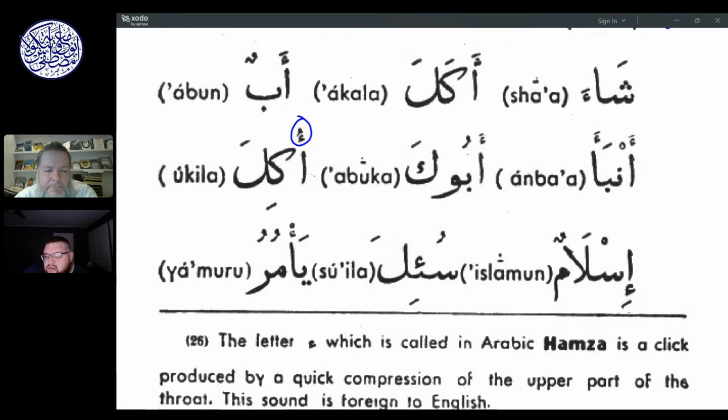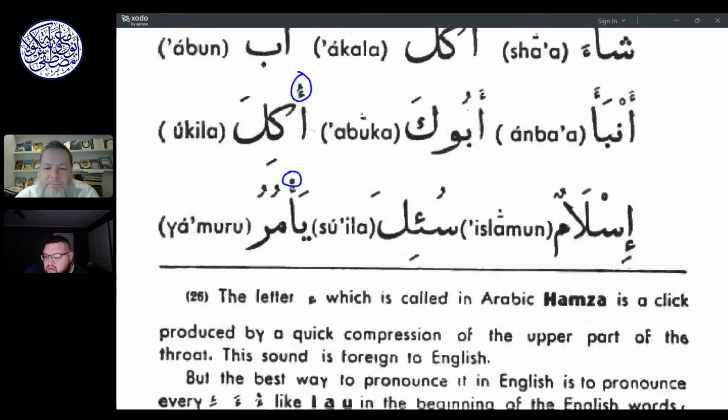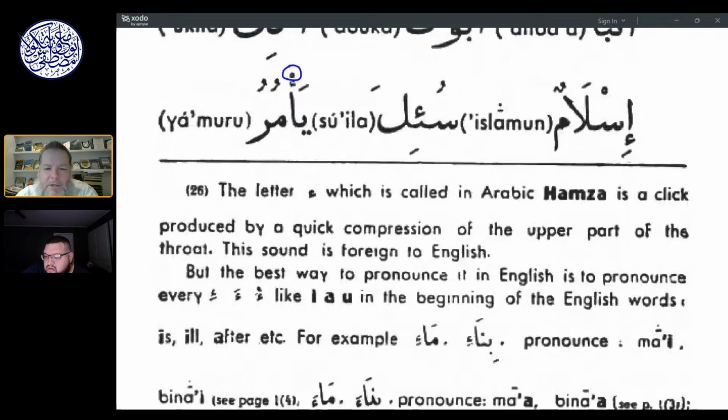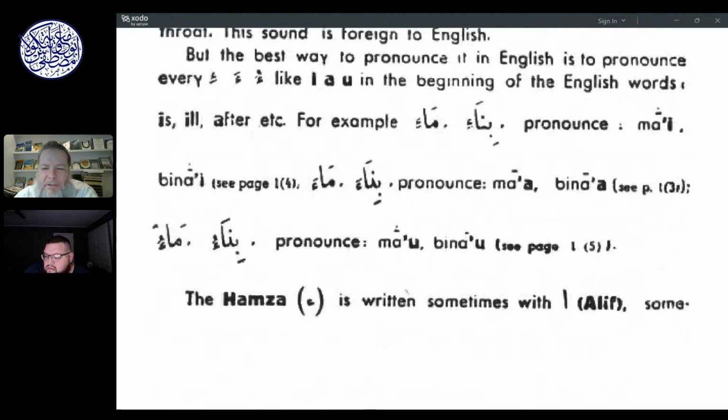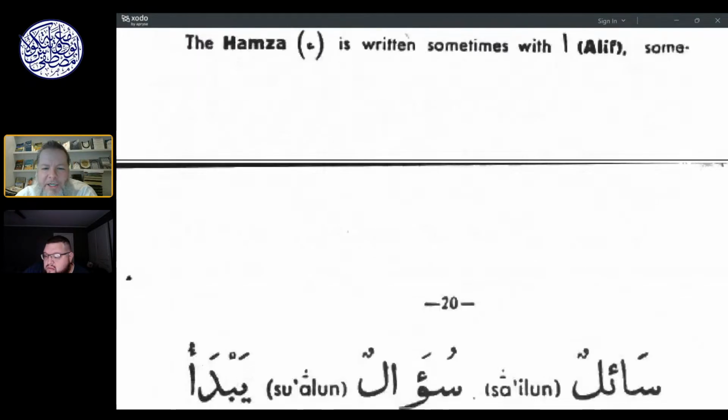Yamuru. Okay, here it has a sukoon on it, right? So we just stop and we have that little guttural sound, like I said, ya moro. Just like if I'm saying ya and I cut you off, ya moro, Yamuru. You can read this maybe to help you out, and on your time, but ya moro.